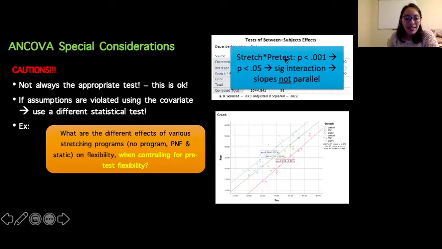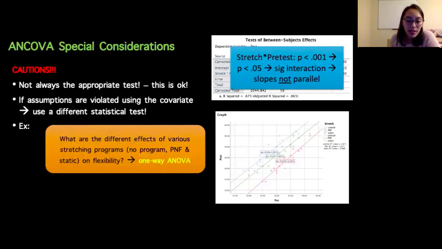And so if this is the case where you have a problem with an assumption, like I said, for this class, we kind of just ignore that we violate homogeneity of regression most of the time. But if that's the case, you can always just change the test that you're using. So maybe you can't control for a pre-test measurement, right? Maybe instead you use a control group, right? Because we technically have a control group in here where there's no program, right? They don't go through any specific stretching. And we could still compare that group to PNF and static stretching in just a regular one-way ANOVA.